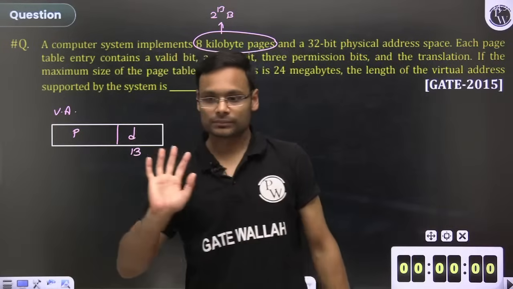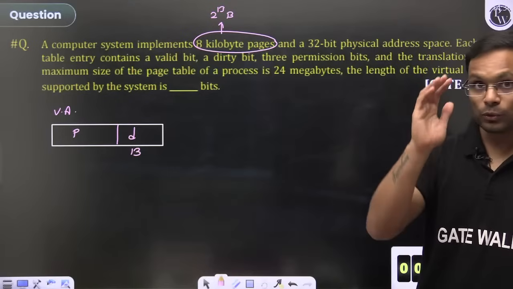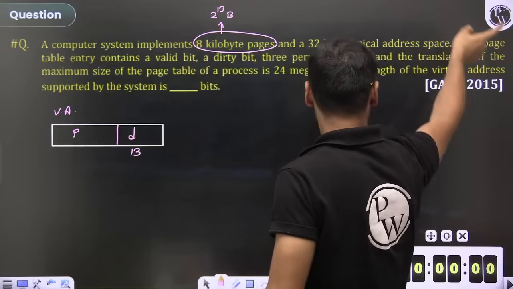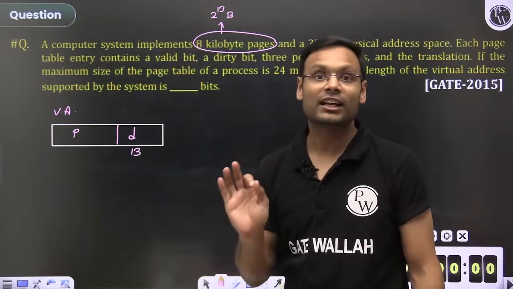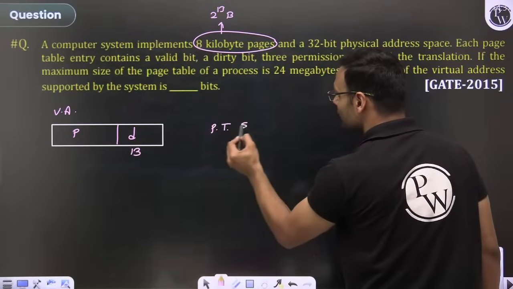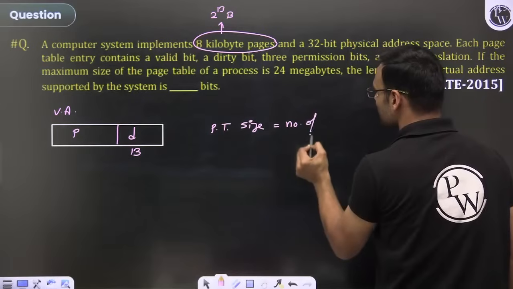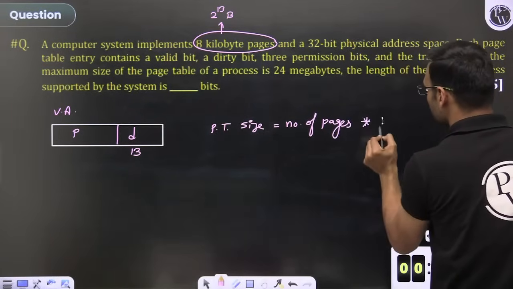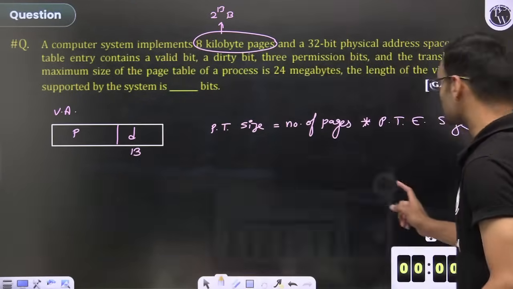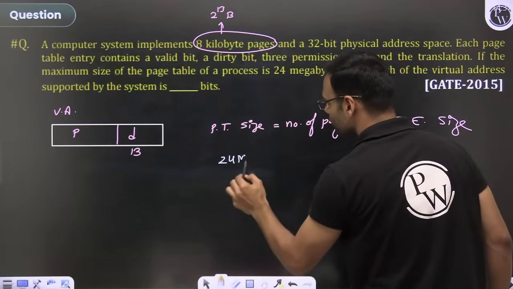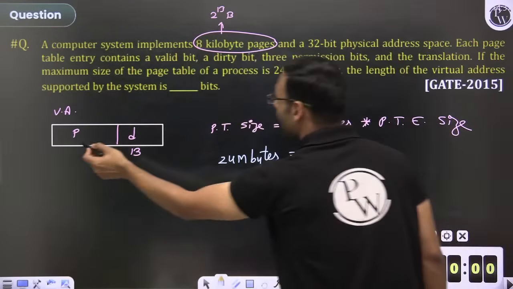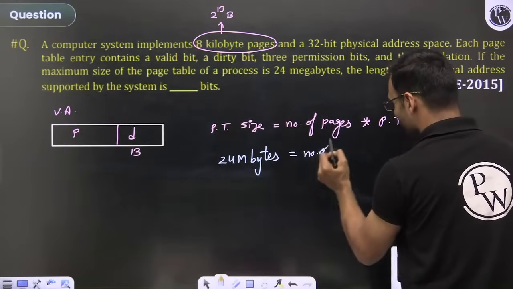I don't know page number. How do I get page number? I'll have to utilize my knowledge and intelligence to connect page number with the given information. Is there anything which is directly connected with page numbering? Yes, page table size. I know that page table size is equal to number of pages multiplied by page table entry size. I do have page table size, which is given as 24 megabyte, but I do not know the number of pages, which I want to calculate to get how many bits are required for P. Number of pages I'll have to calculate.